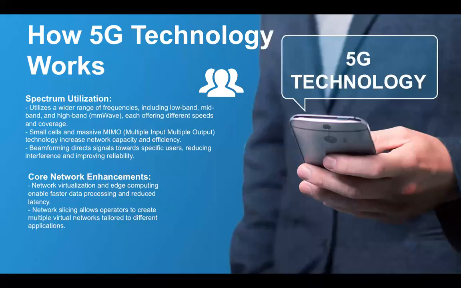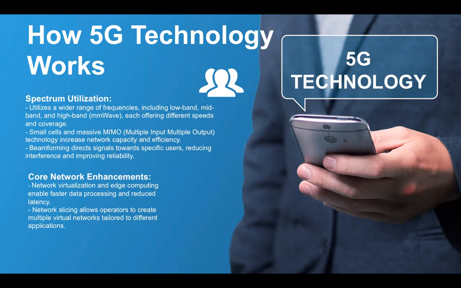How 5G technology works. These include two basic things: spectrum utilization and core network enhancement. What is spectrum utilization? It utilizes a wide range of frequencies, including low band, mid band, and high band, also called mmWave. These are the wavelengths, basically, each offering different speeds and coverage.